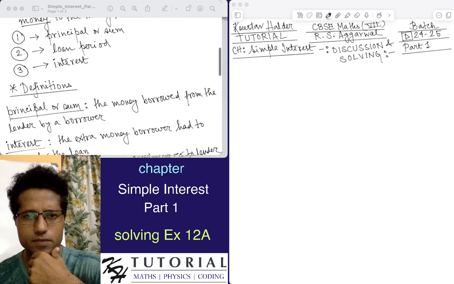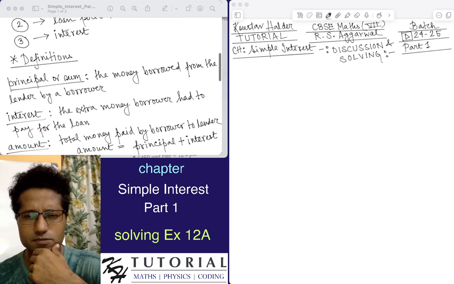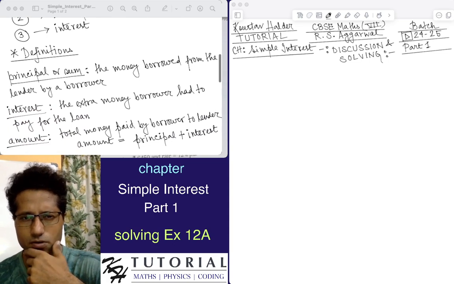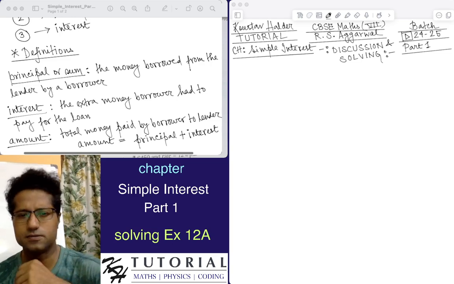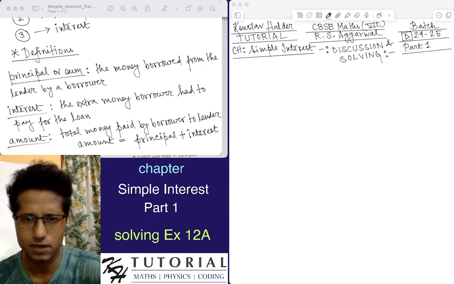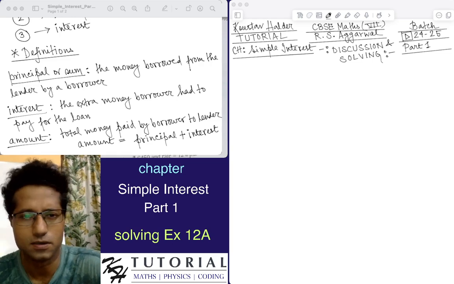So principal or sum means the same thing. What is the principal or the sum? The principal or sum is the money borrowed from the lender by a borrower. So if a person is borrowing, let's say, 50,000 from a bank or another person, this 50,000 is known as the principal or the sum.